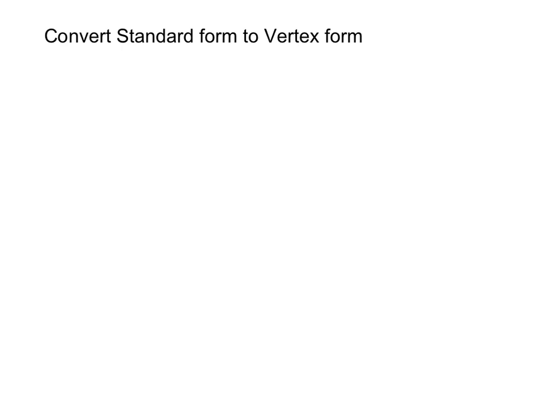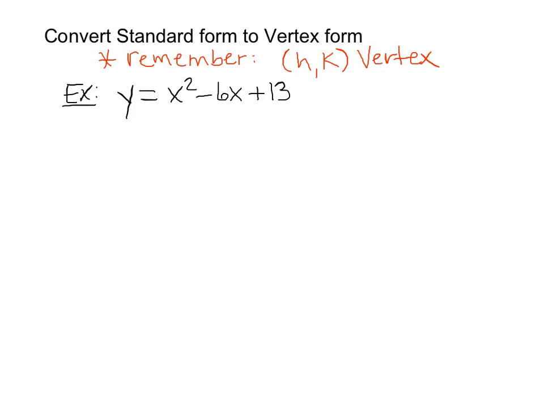Okay, so now let's see what happens when we want to convert from standard form to vertex form. To do this, you need to remember that (h, k) is our vertex. So here's our example. We have it in standard form, y equals x squared minus 6x plus 13.